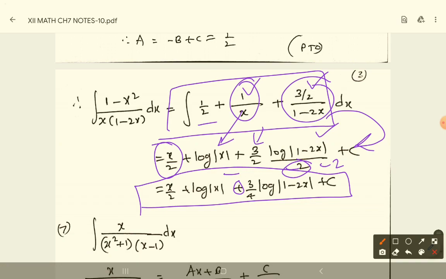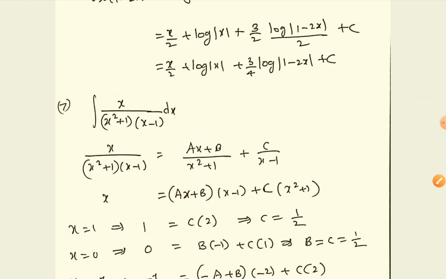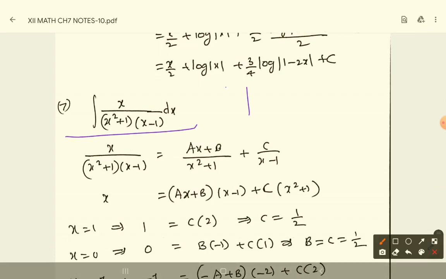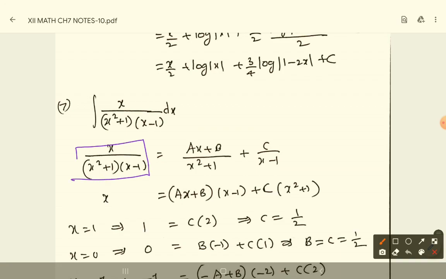Okay, next question. Similarly, if you see the next question, the 7th question is x by x square plus 1 into x minus 1. So it is of type 3. It is of type 3 because the denominator x square plus 1 is a non-factorizable quadratic expression. When it is a non-factorizable quadratic expression, you will have to write x by x square plus 1 into x minus 1 as ax plus b by x square plus 1 plus c by x minus 1.